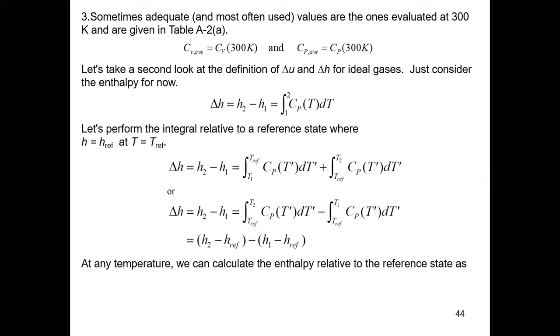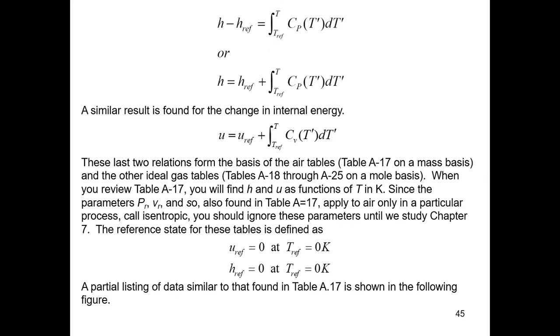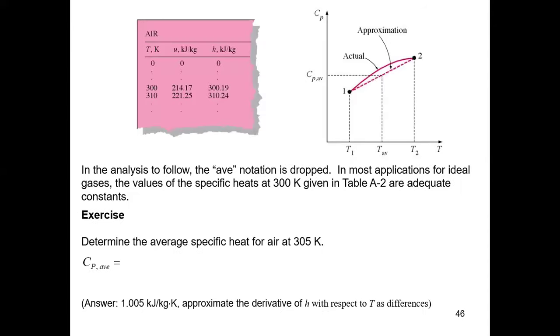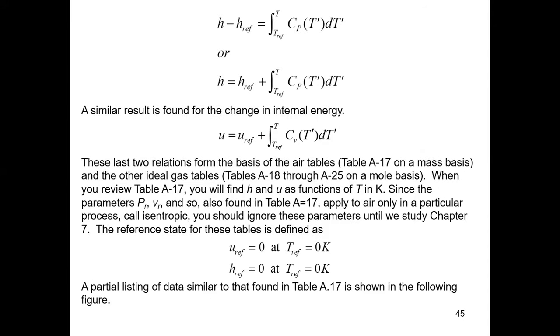So delta h is going from T reference to T2 minus the other integral. Why is the second item minus? Because you've changed the limits of integration. Previously it was from T1 to T reference, T1 being the lower limit. Now you made it go from T reference to T1. You've changed the limits of integration, hence it is negative. So delta h is h2 minus h reference minus h1 minus h reference. Or h is equal to h reference plus the integral from T reference to T of Cp(T) dT, the specific heat at constant pressure as a function of temperature.